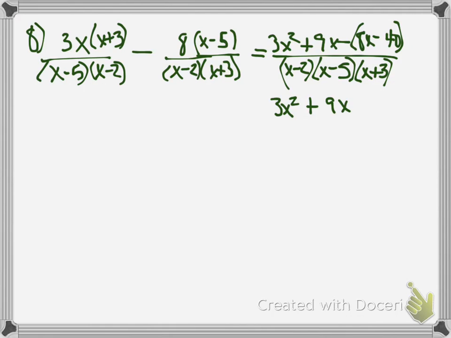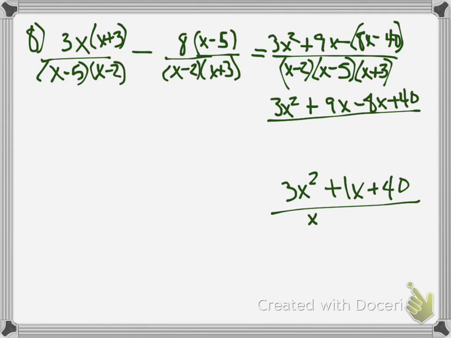Then I will distribute the minus, so I'm rewriting this with the minus distributed. And then I can combine my like terms. In this case, 9x plus negative 8x is just 1x over 40 over the x minus 2, x minus 5, x plus 3. And that's all you've got to do for that problem.